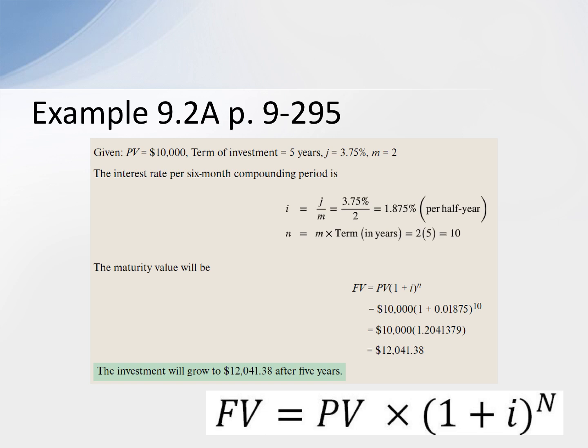And when we compute future value, we're going to find that the value of $10,000 in the future of 5 years at those interest terms will be $12,041.38.